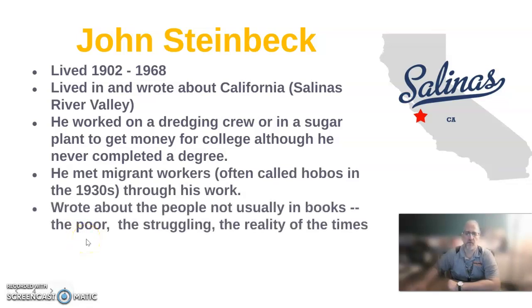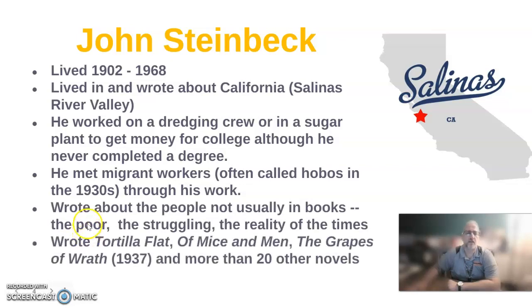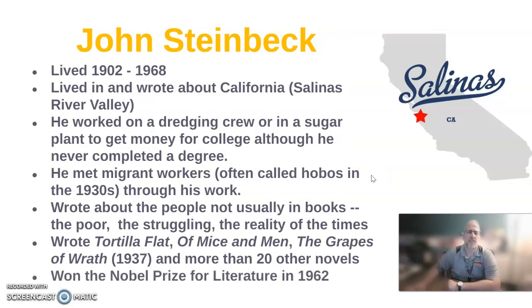He wrote about the people not usually in books, the poor, the struggling, and he also wrote about the reality of the times. He wrote Tortilla Flat, Of Mice and Men, and The Grapes of Wrath. The Grapes of Wrath was published in 1939. Of Mice and Men was published in 1937. That's a typo on the slide there. And he also wrote more than 20 other novels. As a result of the body of his work, he won the Nobel Prize for Literature in 1962.